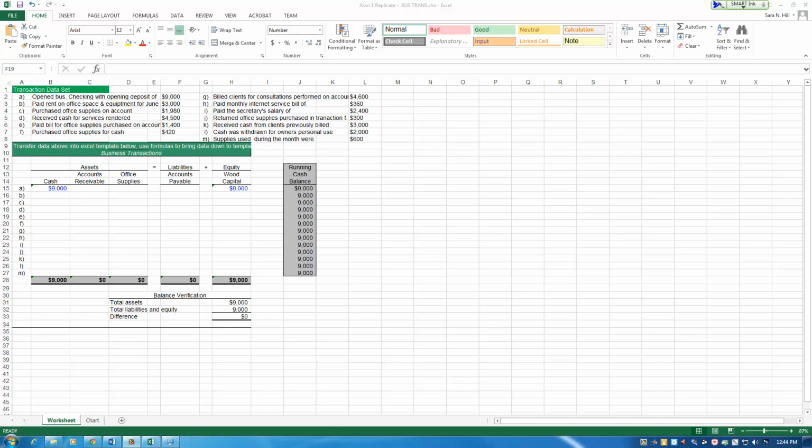Welcome to Learning Plan 1. To begin, you'll want to download the Excel spreadsheet that you see in front of you under Learning Plan 1 on Blackboard to follow along.